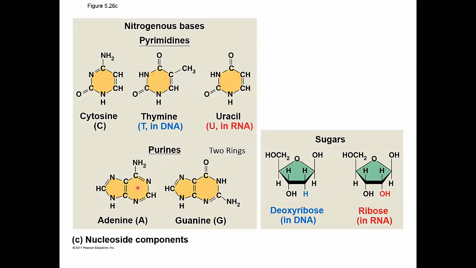And then the purines, which consist of 2 different rings stuck together, including adenine and guanine. You don't need to be able to recognize cytosine from thymine based on a drawing, but I'd like you to know that cytosine and thymine are pyrimidines as well as uracil, and adenine and guanine are purines.